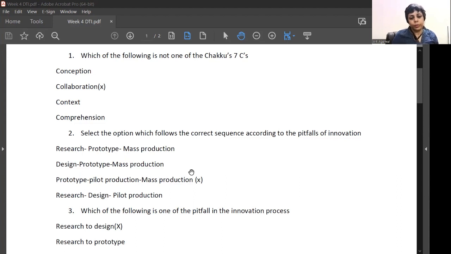Research, design, pilot production is not correct in the sequence either, because it is missing out on prototyping. All of these, of course, have their own pitfalls, and the pitfalls keep increasing as you progress further in that sequence. But all the other options are not in the correct sequence in the first place. Only prototyping, pilot production, and mass production is in the correct sequence.